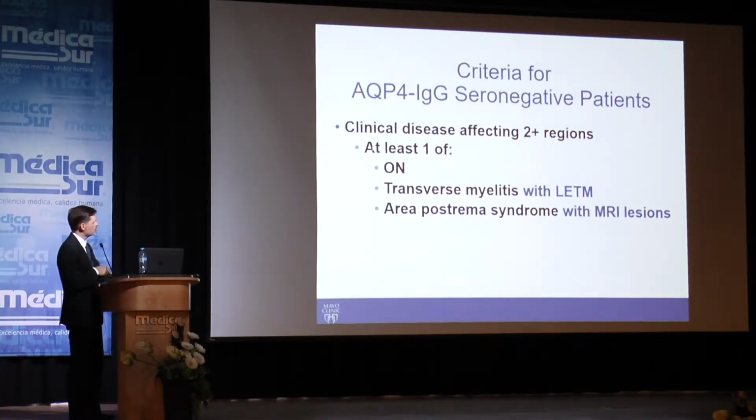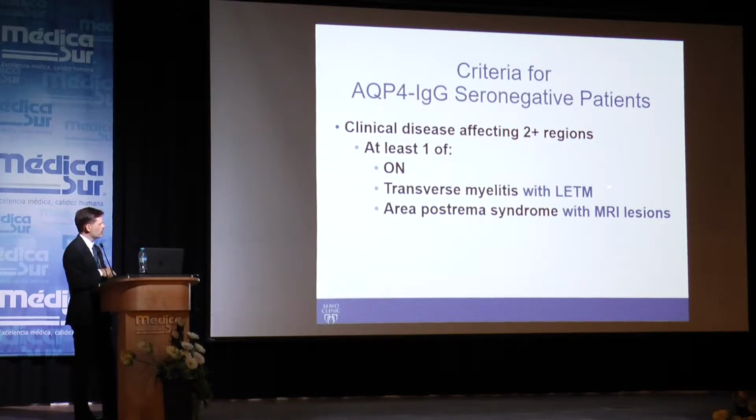So 2 or more regions, at least one of these 3, and if the myelitis is longitudinally extensive, and if the area postrema syndrome has a lesion that supports that that's the cause of the nausea and vomiting, then you could make this diagnosis as long as you exclude other competing diagnoses. And you can see that's more difficult to do when the antibody test is negative.